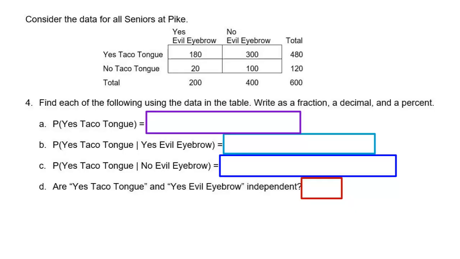Which one goes first? Which one is the condition every time? That is your condition, so it's the first one. The first one is the probability of. So what's the chance of this if I know this already? Because the line means given that, so would it be yes taco tongue given that it's out of yes evil eyebrow? Yes. Yep.